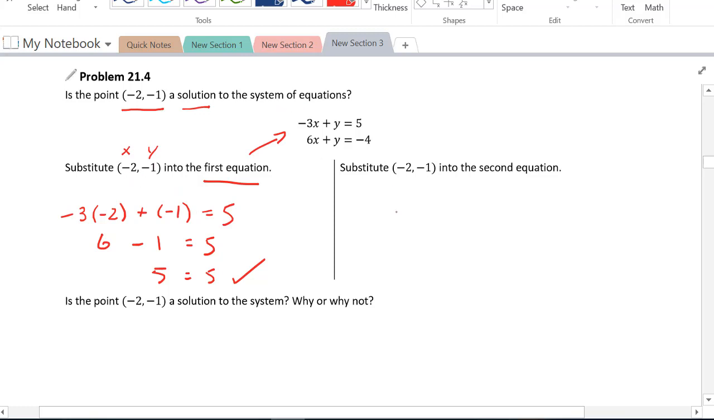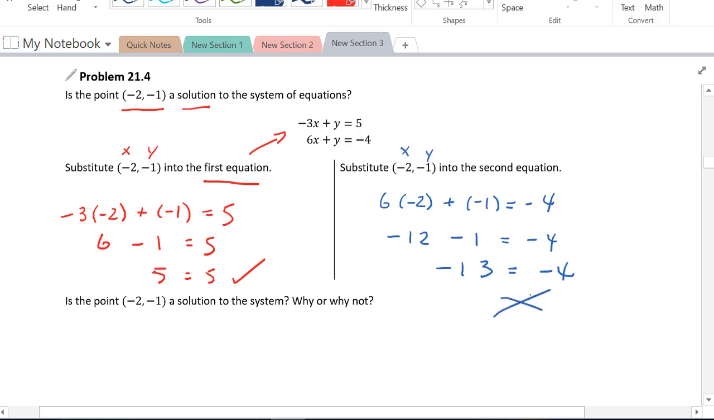Now we gotta check, does it work for the second equation? So same thing. We're gonna plug x and y into the second equation. So we would have 6 times -2 plus -1 equals -4. So 6 times -2 is -12 minus 1. Right? Plus minus become a minus equals -4. And this gives us -13 equals -4. And as you can see, they're not the same. So it doesn't work here. Right? They're not equal. So it does not work.